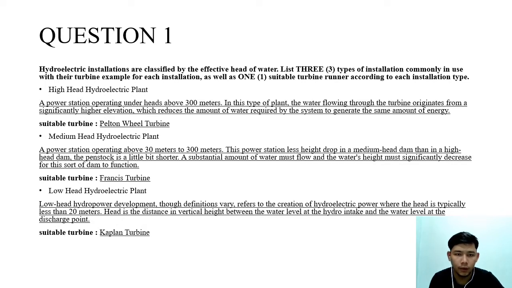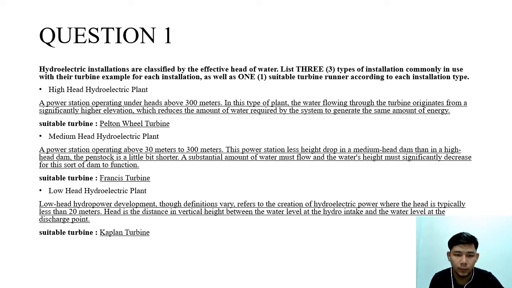Second, medium head hydroelectric plant, a power station operating at above 30 meters to 300 meters. The power station has less head drop in the medium head dam than a high head dam. The penstock is a little bit shorter. A substantial amount of water must flow, and the water's head must significantly decrease for this sort of dam to function. A suitable turbine is the Francis turbine.